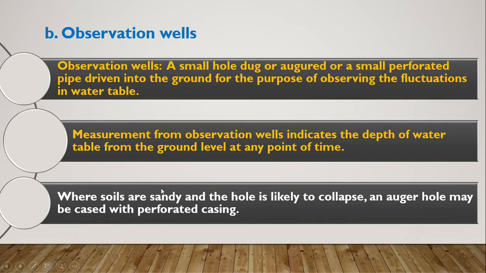When the soil is sandy and the hole is likely to collapse, an auger hole may be cased with perforated casing. If we are just making a hole instead of inserting a pipe, then in case of sandy soil we have to give a casing. Otherwise it is not necessary to give a pipe or casing for observation wells. It is just like a normal tube well. It can be used like a normal tube well. Either it can be provided with a casing or not.